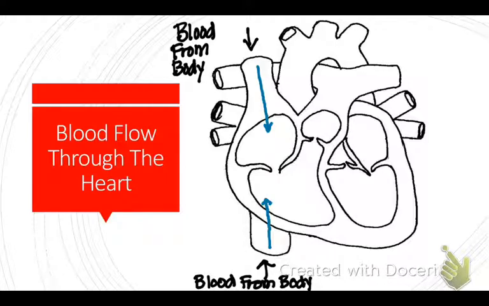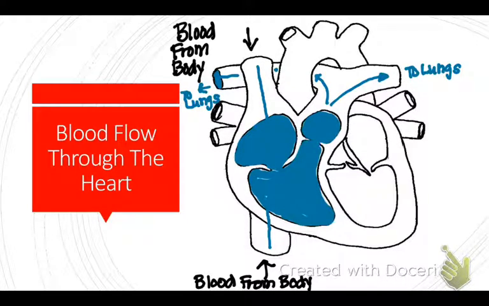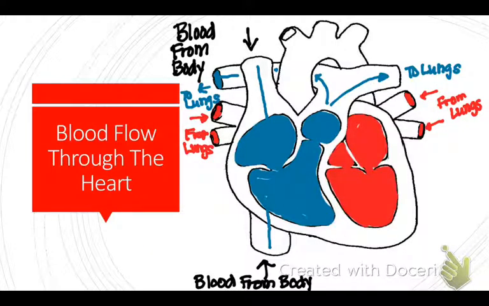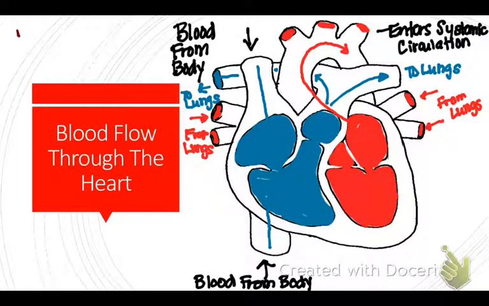You've got blood coming from the body, from the top half of the body and the bottom half of the body. It all empties into your right atrium and goes through your right ventricle and then out to the lungs. When it gets to the lungs, carbon dioxide and oxygen are exchanged, and then it returns from the lungs oxygenated, so it's red, and it goes to your left atrium and your left ventricle. Then up through your left ventricle, through your aorta, and out to systemic circulation. So that is the blood flow through the heart. It's really important to understand this.